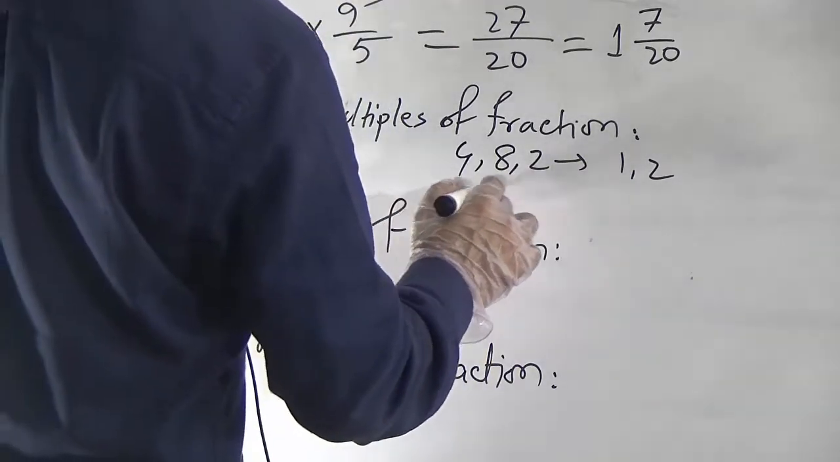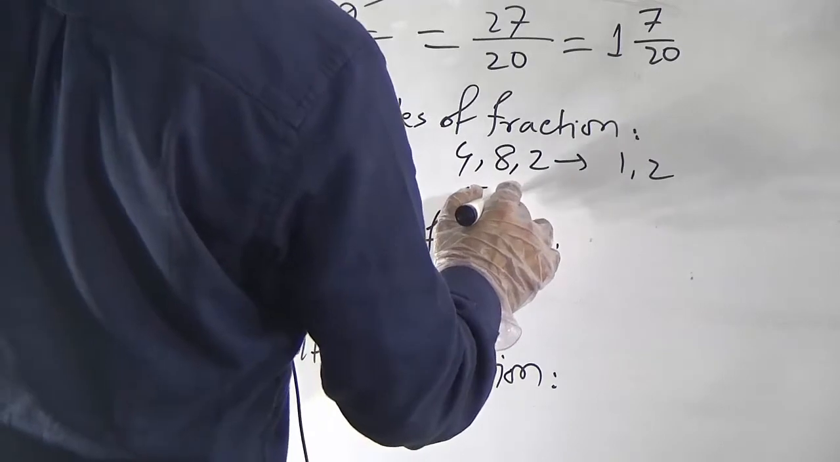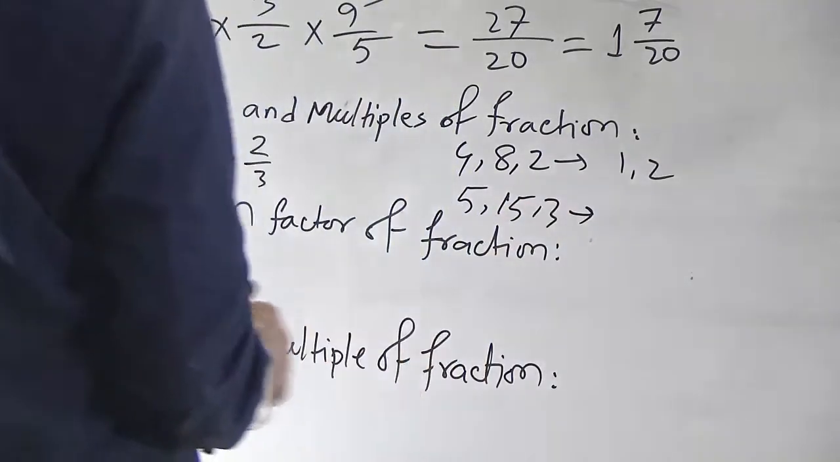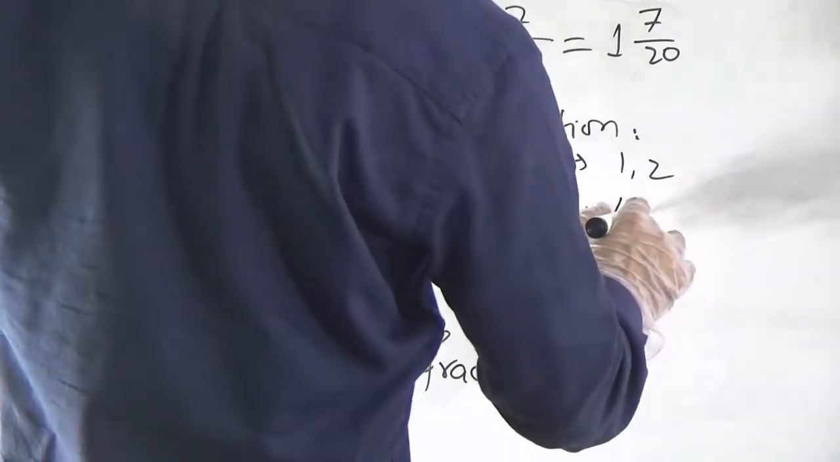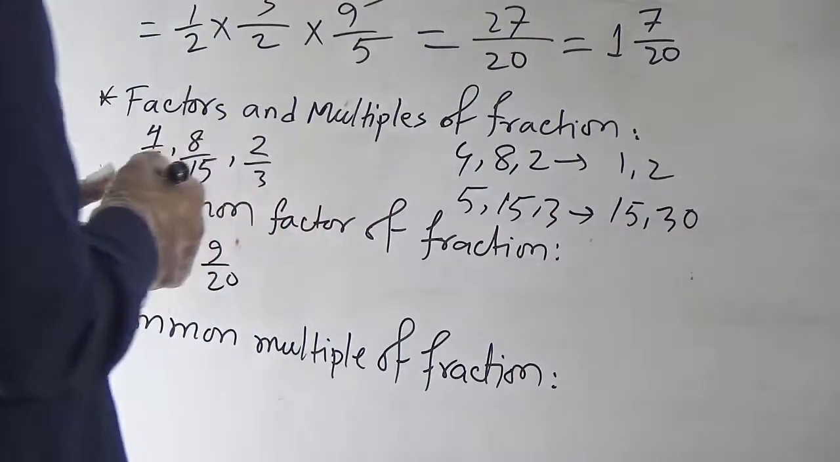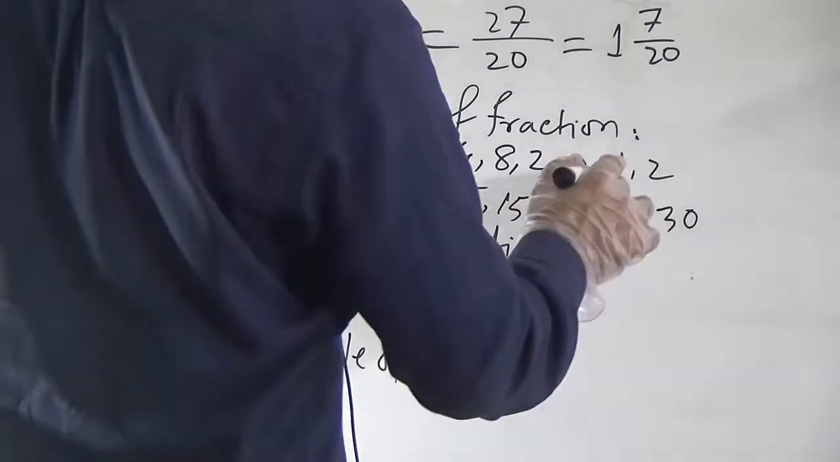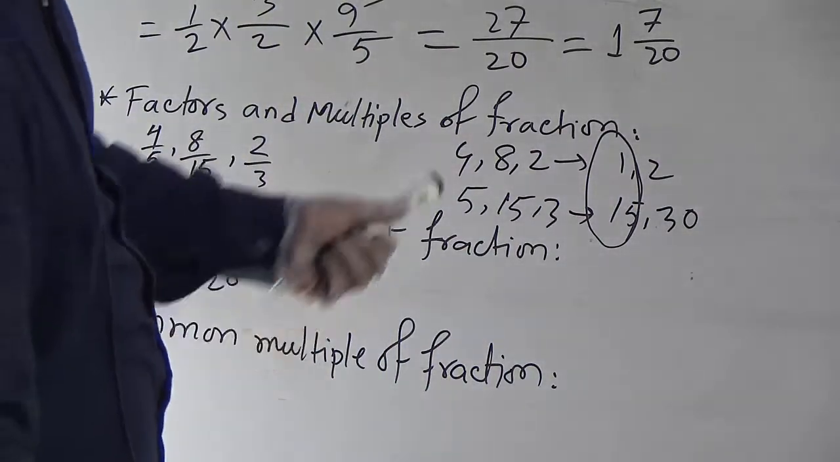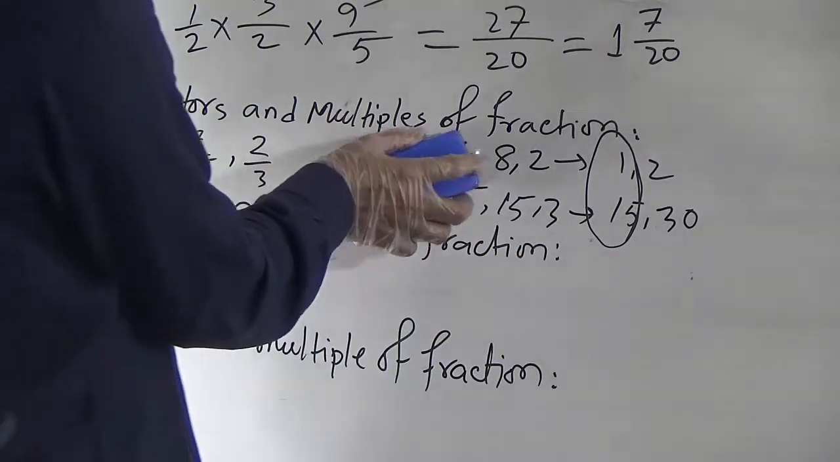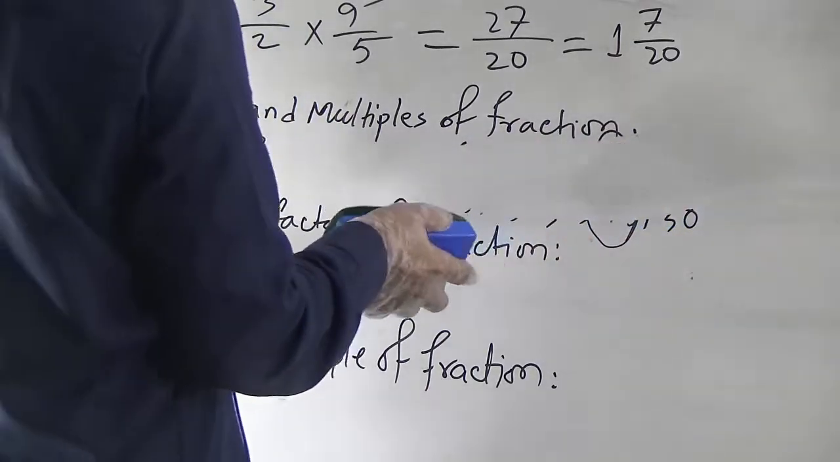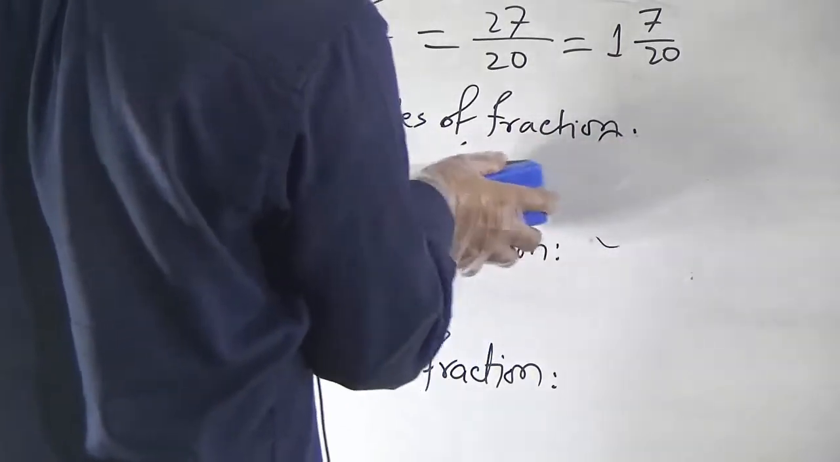denominators 5, 15, 3 are 15, then 30. This will be the common multiples. Okay, if we consider the first two, it means the common factors of these fractions.